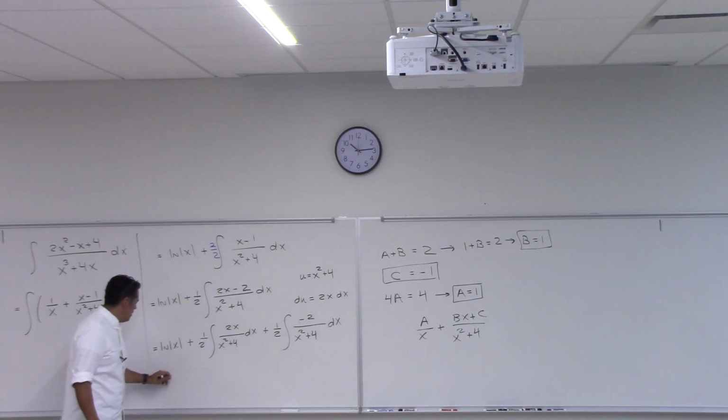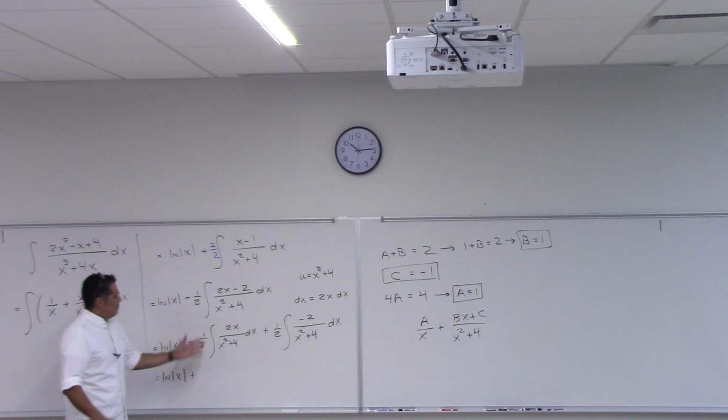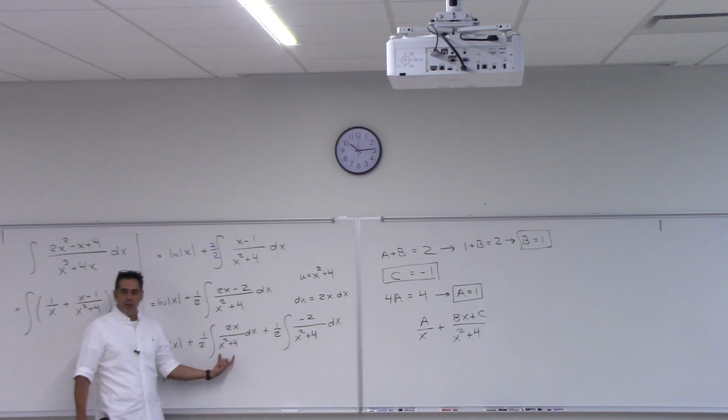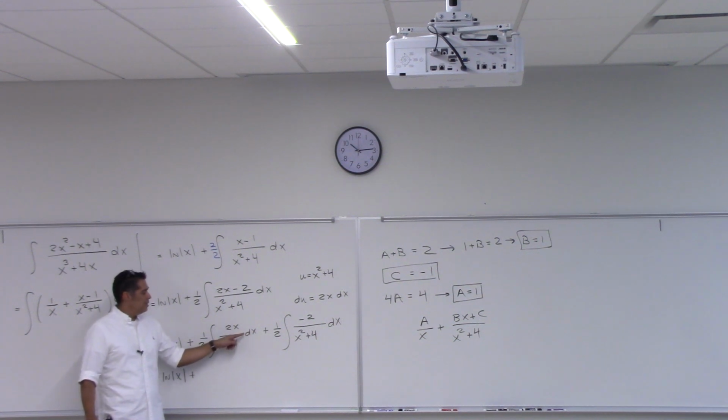Equals natural log absolute value of x, plus. By design, what is this one? Well, u is on the bottom, and du is exactly on top. So this is the same as 1 over u du, isn't it?